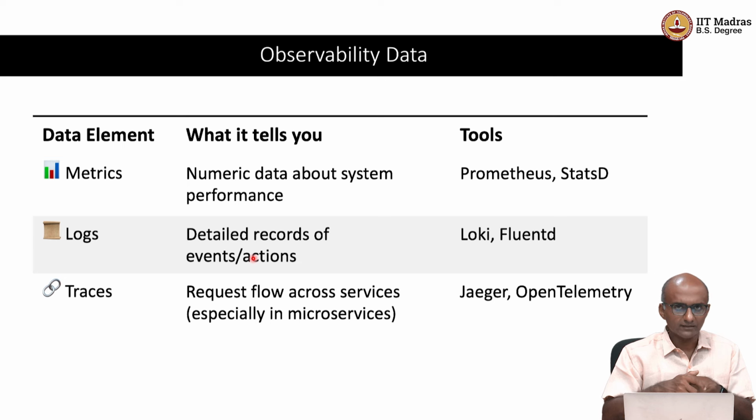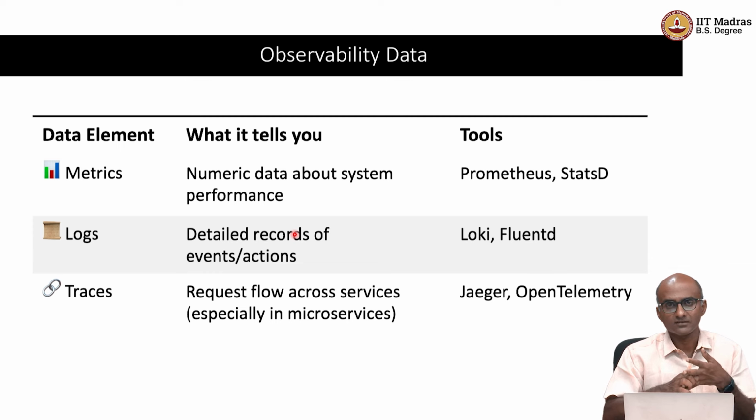Then the second type of data element is logs. Logs provide verbal, developer-informed cues into what's happening, right? So they become the detailed records of certain types of events or actions. And then you use a log collection mechanism like FluentD or Loki to collect these logs and then stage them in a central place, and you can use them for correlating against the metrics.